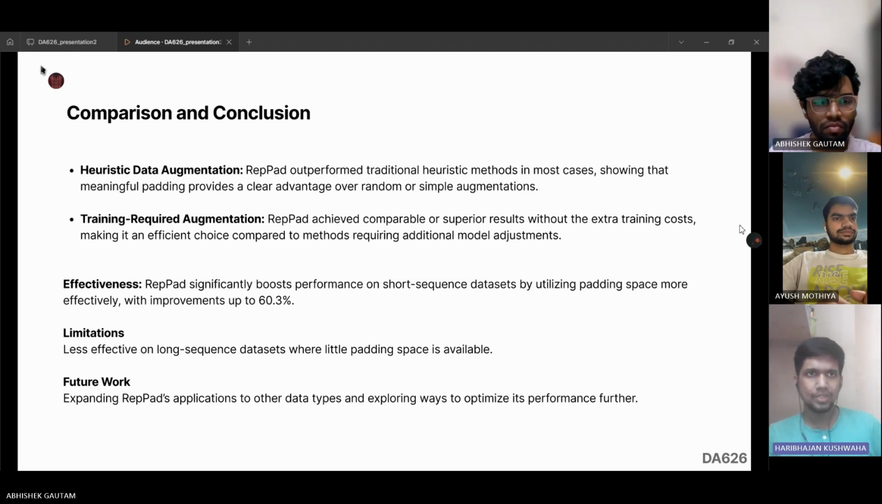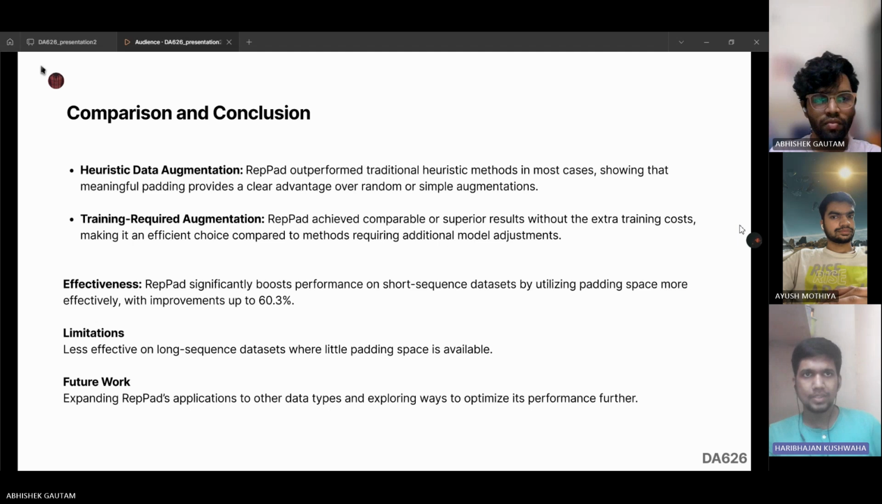By reusing actual user interactions instead of padding with zeros, RepPad enhances the model's ability to learn and understand user preferences, making it a much more effective approach in sequential recommendation tasks. RepPad also stands out when compared to augmentation methods that require additional training. Unlike methods that introduce extra hyperparameters or require model training, RepPad doesn't require any training or tuning. It works out of the box as a plug-and-play solution, leading to comparable or superior results without added training costs. This makes RepPad not only effective but also efficient in real-world deployment.